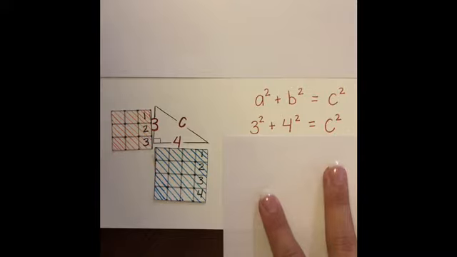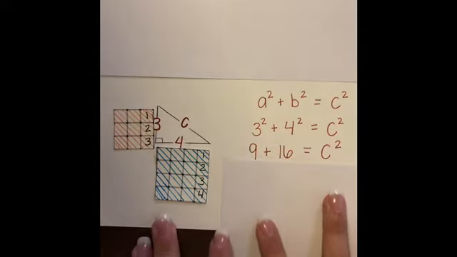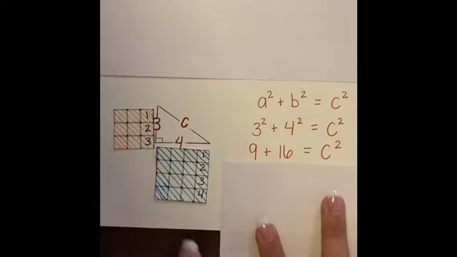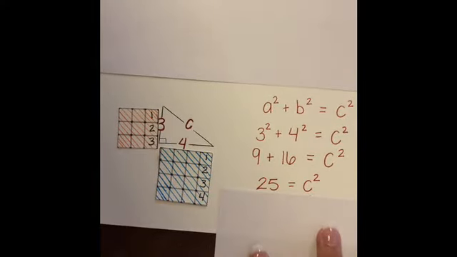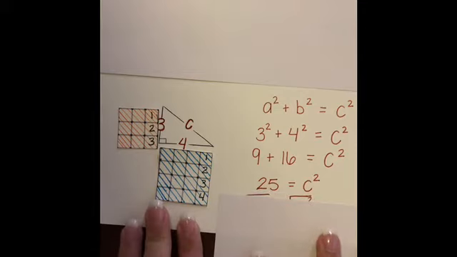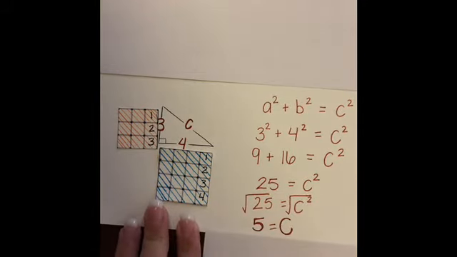Now we are going to solve for c squared by squaring 3 and squaring 4, which would end up as 9 plus 16 equals c squared. Now we are going to add the 9 and 16 and come up with 25 equals c squared. Then we can take the square root of each side. The square root will cancel out squaring c, and the square root of 25 is 5, so we get c equals 5.